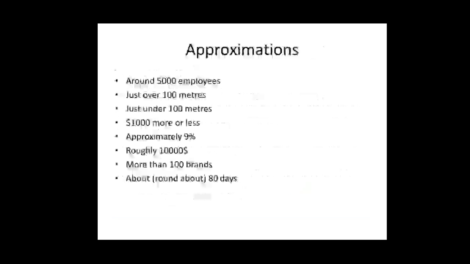Here I am showing approximations. While you are describing a graph, for approximate data, you can use certain wordings to describe that. Here are a few examples, for example around 5000 rounds. So kindly go through these examples and, while you are preparing, keep them as a reference for yourselves.